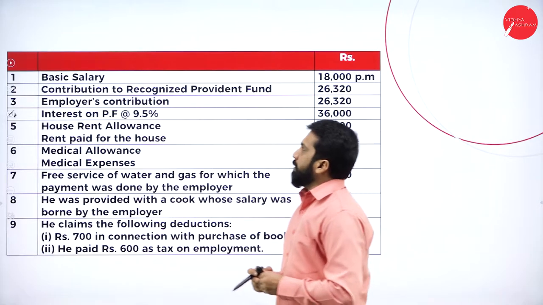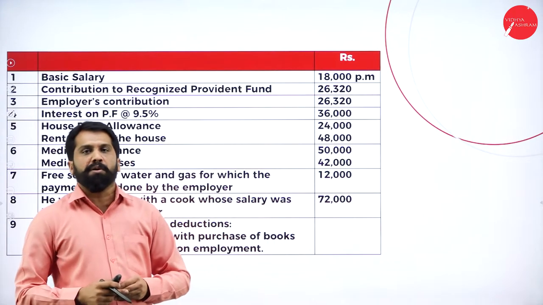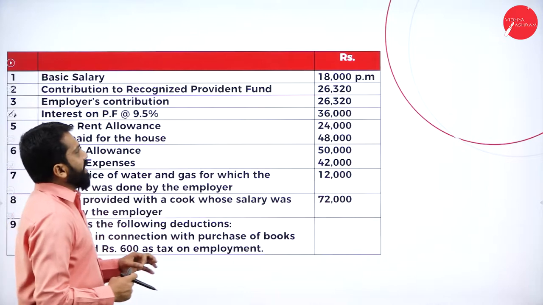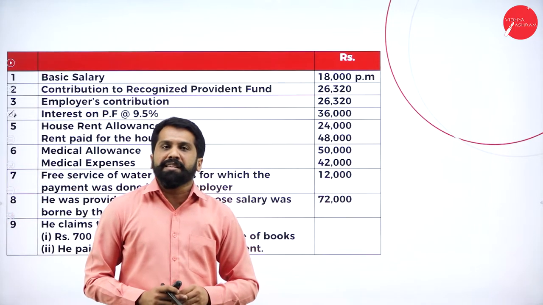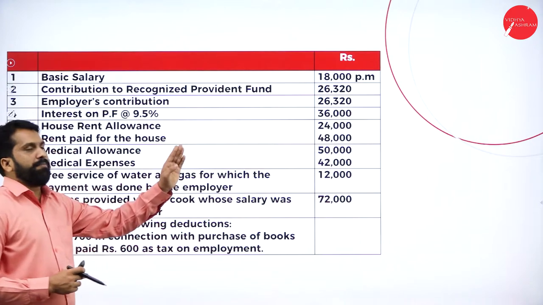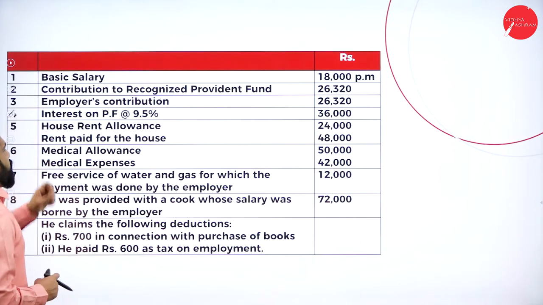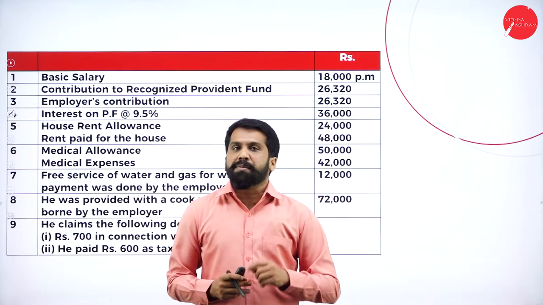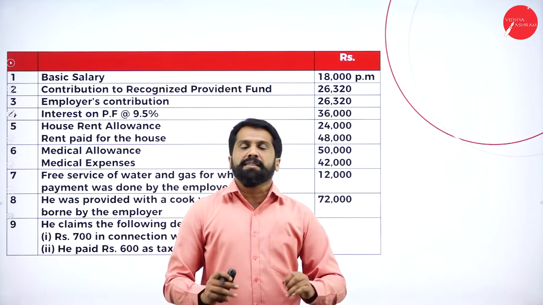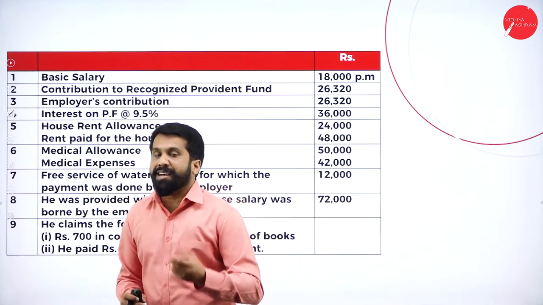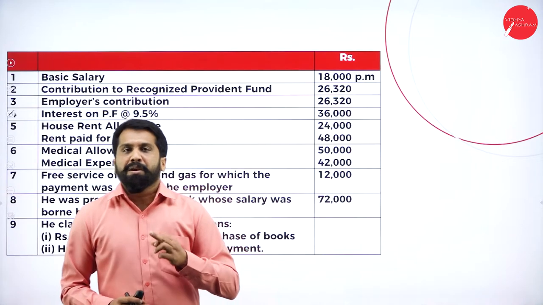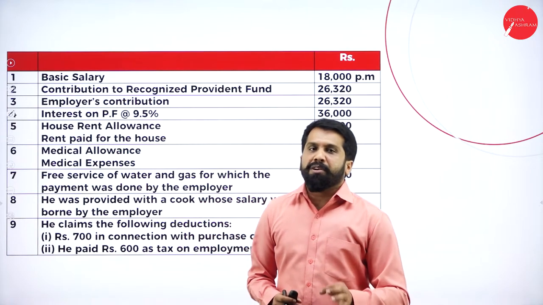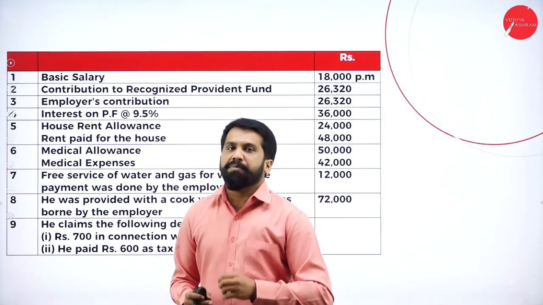Next, these are the information available to do the problem. In this, we have basic salary and contribution to recognized provident fund. As per basic salary, we just multiply and write. Now, contribution to recognized provident fund. As I told you, whatever contribution made by employee, we will not consider. Whatever contribution made by employer, we will consider. Again, I'll repeat, whatever contribution made by employee, we will not consider. Whatever contribution made by employer, we will consider.